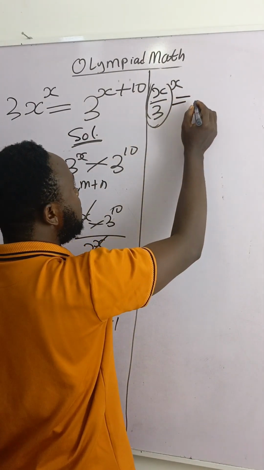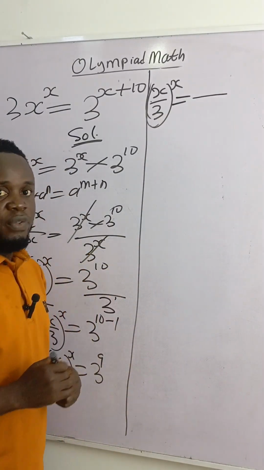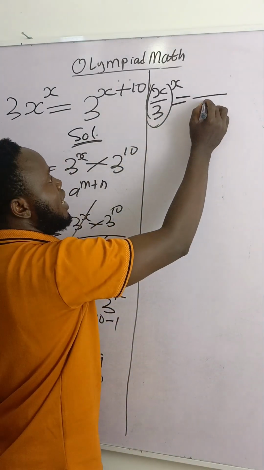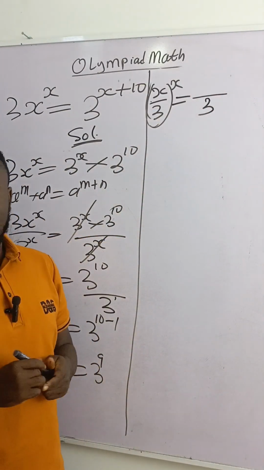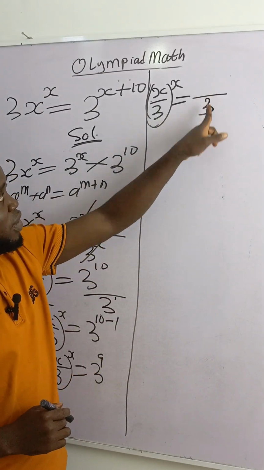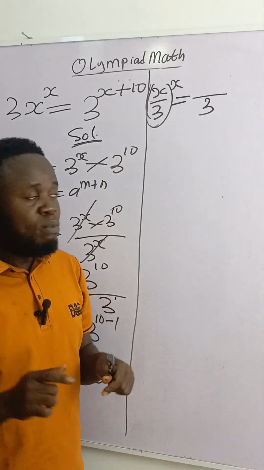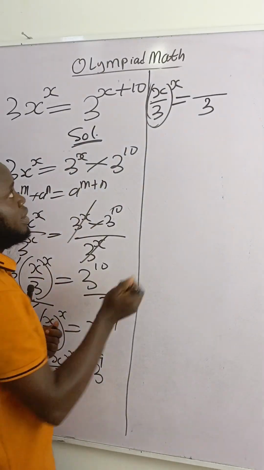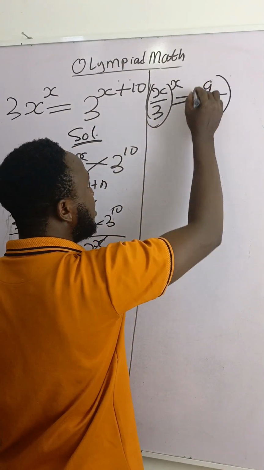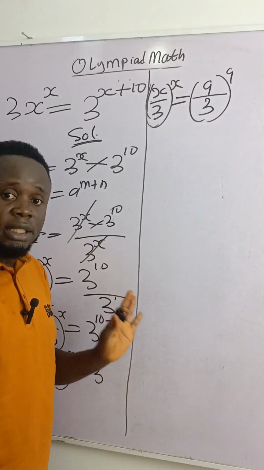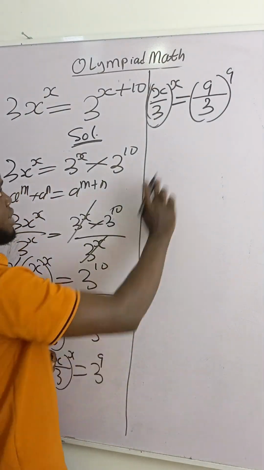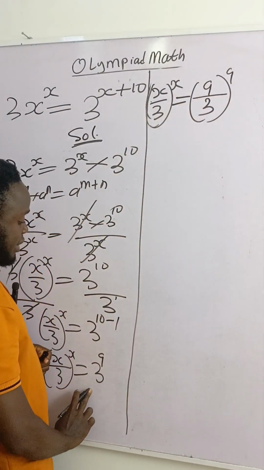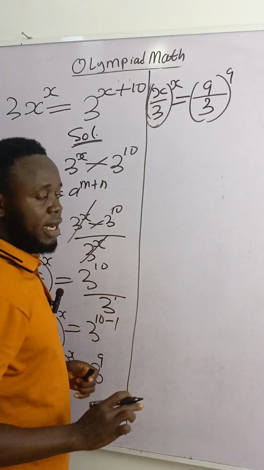Since we are looking for something that is exactly this one, the denominator of the fraction is going to be 3. Then the numerator must be equal to the exponents. If the exponent is 9, it means the numerator is going to be 9 raised to power 9. I didn't change anything. Here, exponent is 9. Exponent is 9. The base is 3. 9 divided by 3 is 3.